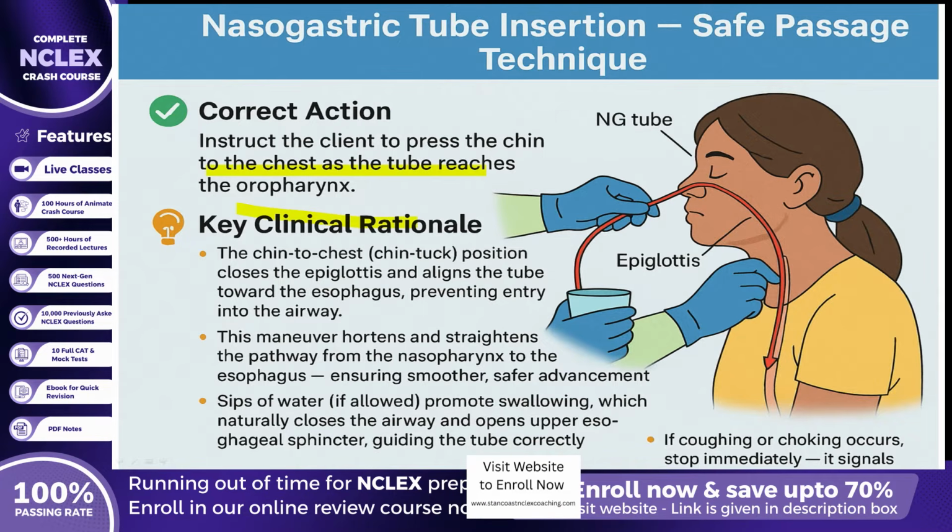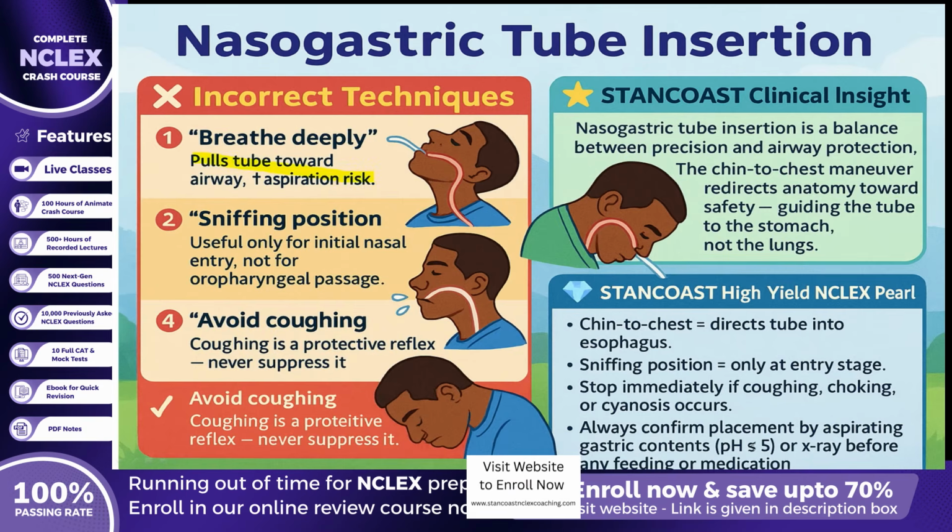Swallowing naturally closes the epiglottis and opens the upper esophageal sphincter, guiding the tube correctly toward the stomach. Encouraging small swallows while keeping the chin tucked ensures precise passage and minimizes complications. In contrast, option 1, asking the client to breathe deeply, is incorrect because deep breathing can pull the tube toward the airway and increase the risk of aspiration.